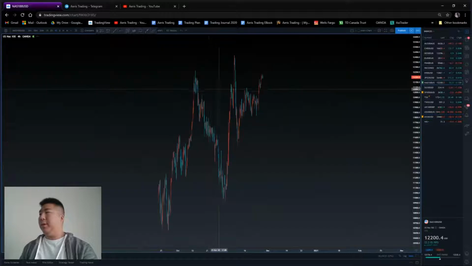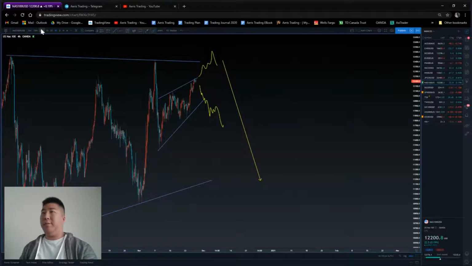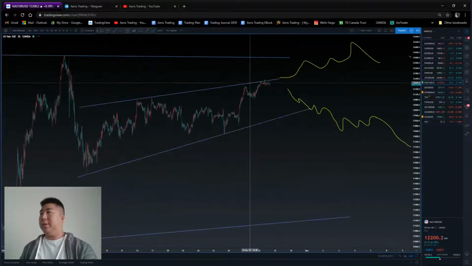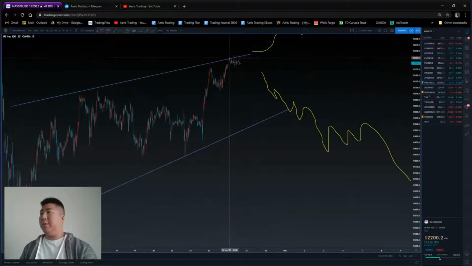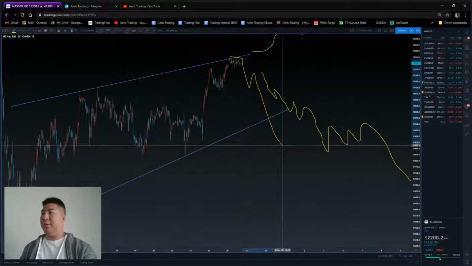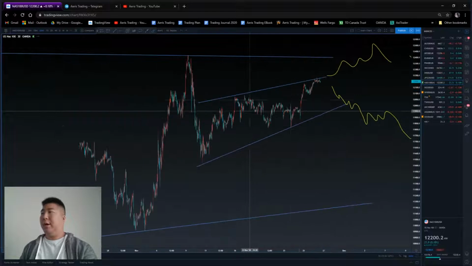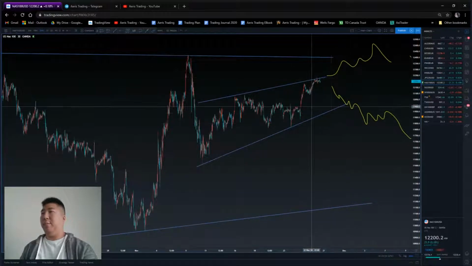My approach is the same. If we go to a lower time frame, is this going to continue higher, or is this going to just drop down and form a head and shoulders and continue downwards? I rather see the down move, right? I see it more probable.